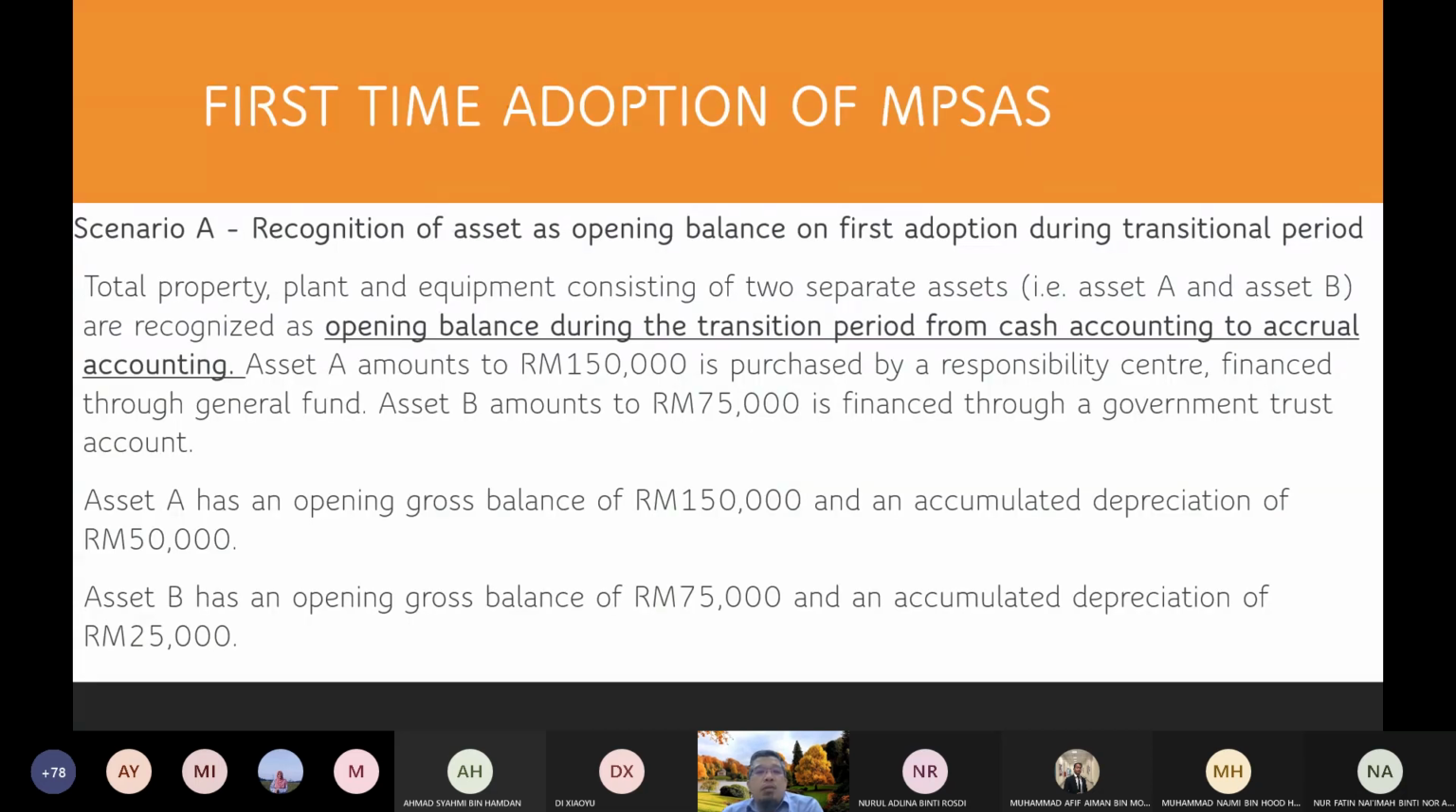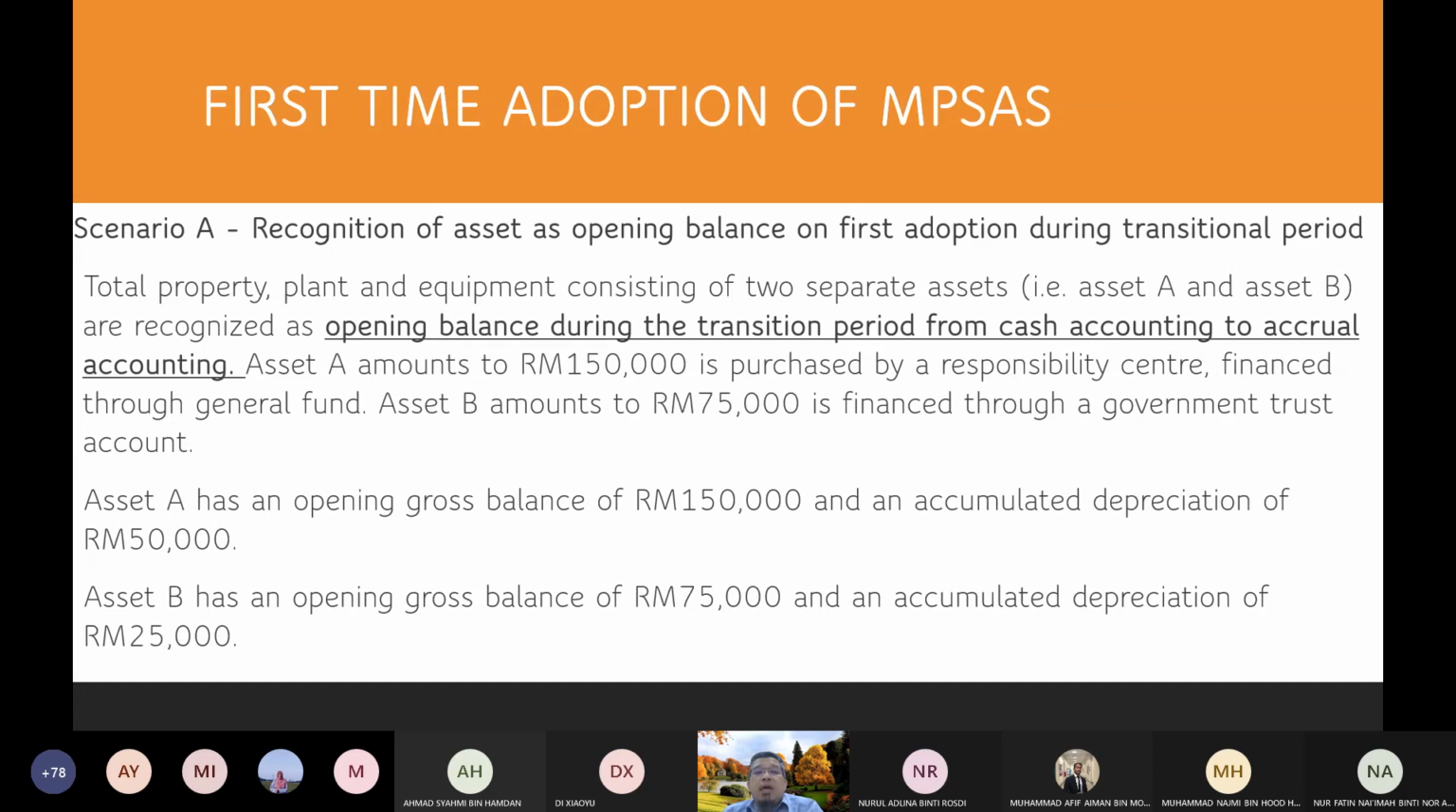Okay, now we move on to they provide scenarios for first-time adoption of MPSAS. Scenario A, recognition of asset as opening balance on first adoption during transitional period. Okay, I think this is very good because it gives you very clear transactions and how to account for it. Total PPE consisting of two separate assets, asset A and B, are recognized as opening balance during the transition period from cash accounting to accrual accounting.